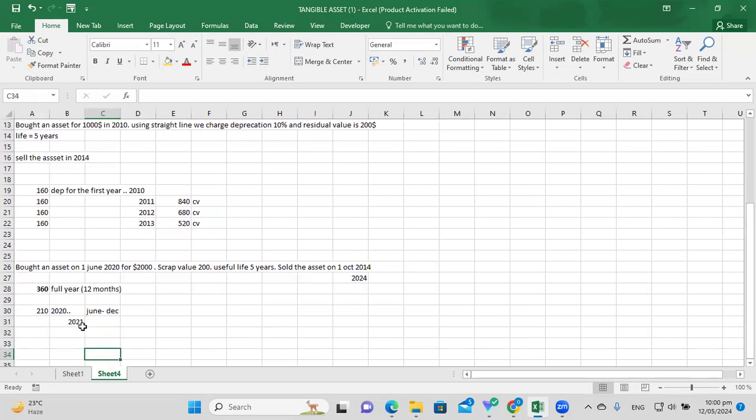Okay, so now we need to calculate the depreciation for 2021. All right. We are using the asset for the full year, right? Like we have the asset in the full year of 2021. So what was the depreciation for the full year we calculated above? That was 360. So we'll take full year depreciation for 2021 because we are using it from January to December, because we are not selling the asset in 2021, right? We are selling the asset in 2024, 1 October 2024. So in the same way for 2022, we will take full year depreciation, January to December. In the same way, for 2023, we will take full year depreciation.